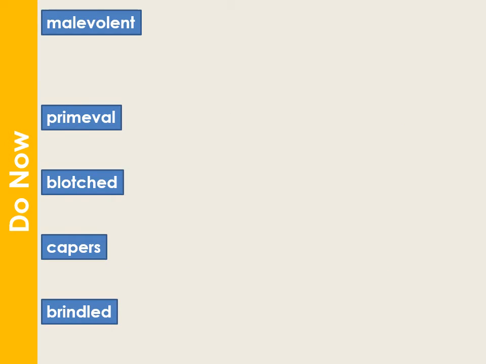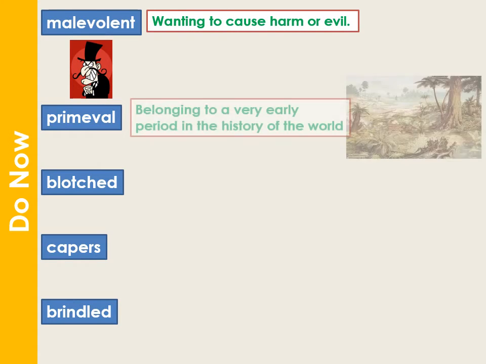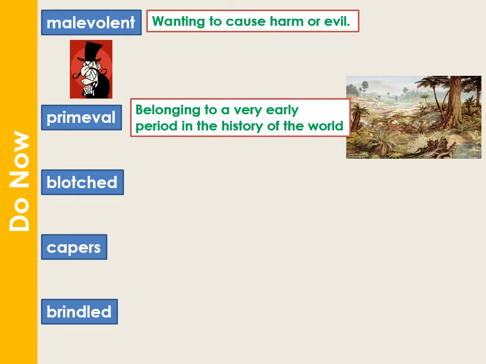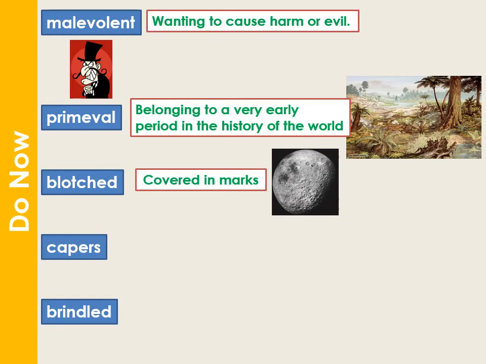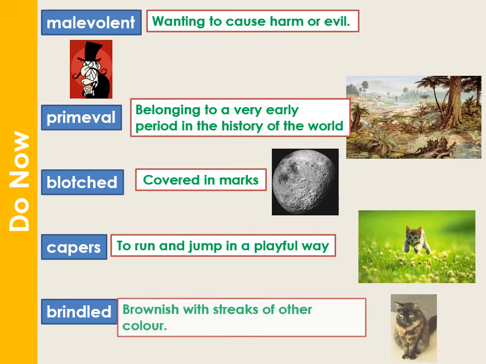Okay, so here are the answers then. Malevolent, wanting to cause harm or evil. Primeval, belonging to a very early period in the history of the world. Blotched, covered in marks. Capers, to run and jump in a playful way. Brindled, brownish with streaks of other colour. If you could tick the ones that you've got right and correct any that you have got wrong, that would be great, thank you.